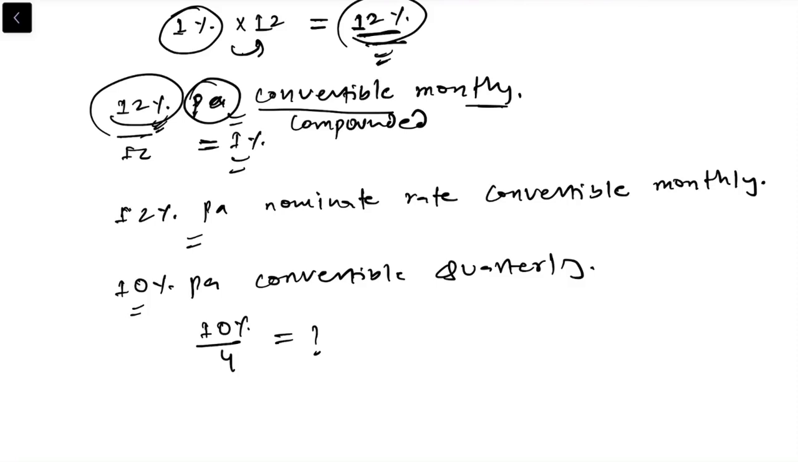All right, so this is all about the principle of equivalence, different types of effective rate of interest and effective rate of discount, and nominal rates.